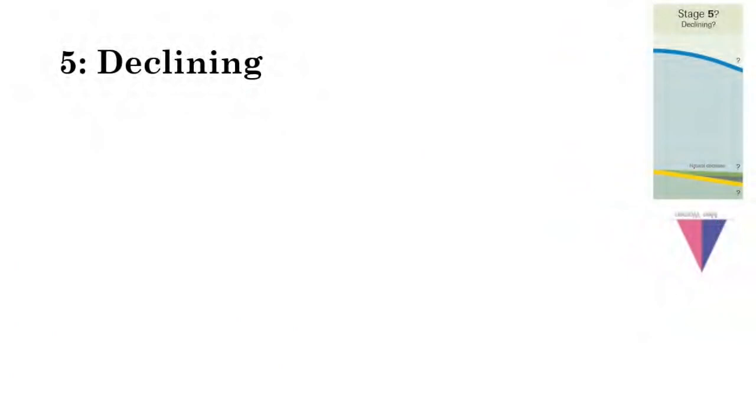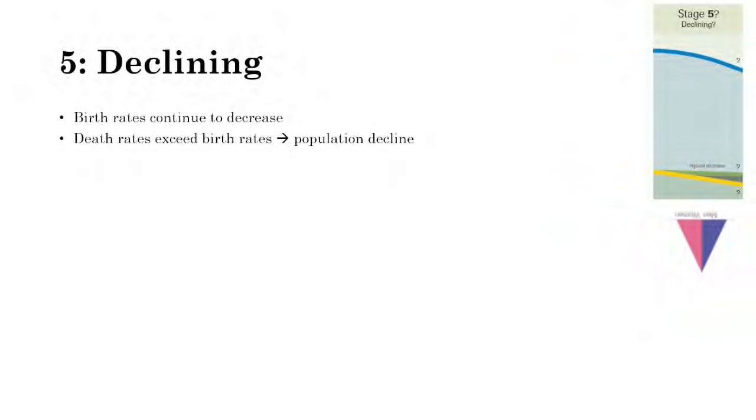Now, stage 5, declining. People say that this is a hypothetical stage. It's not. It definitely exists, and we can prove that with countries that exist today in their population levels. So let's look at this. Birth rates continue to decrease. The death rates don't really decrease as much, so they're going to be higher than the birth rates. The birth rates decrease more than the death rates do. So when you have greater deaths and less births, you're going to see population decline. You have a negative population growth. You're below the replacement rate, below a TFR of 2.1. You may have a negative natural increase rate.